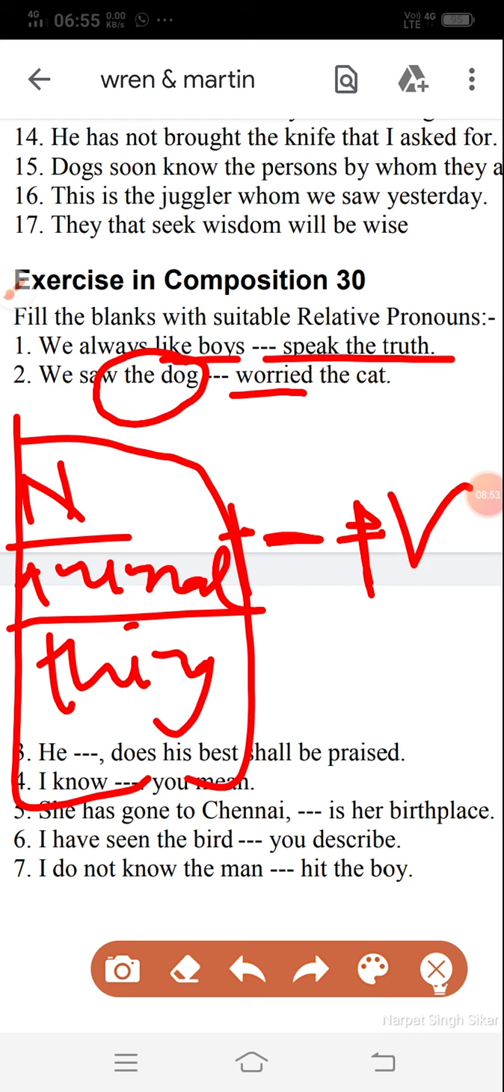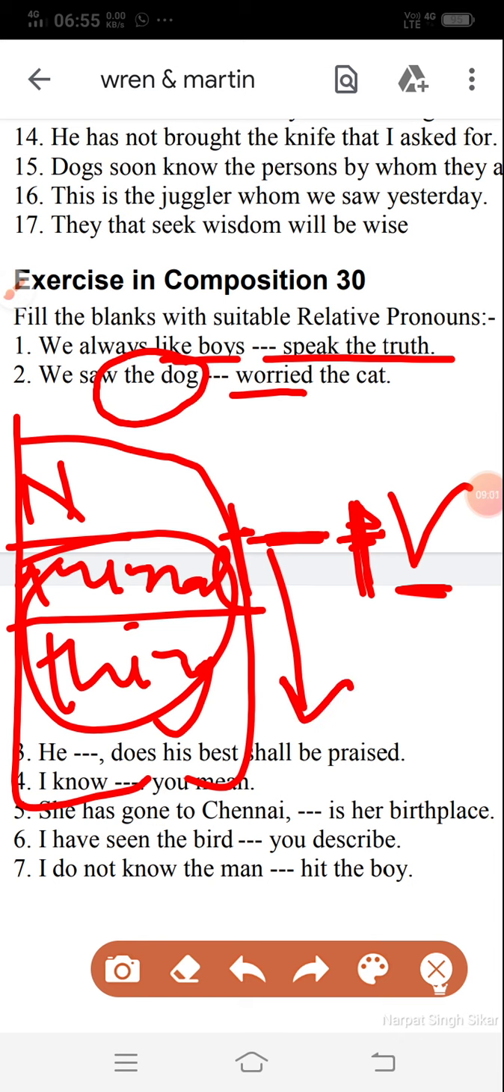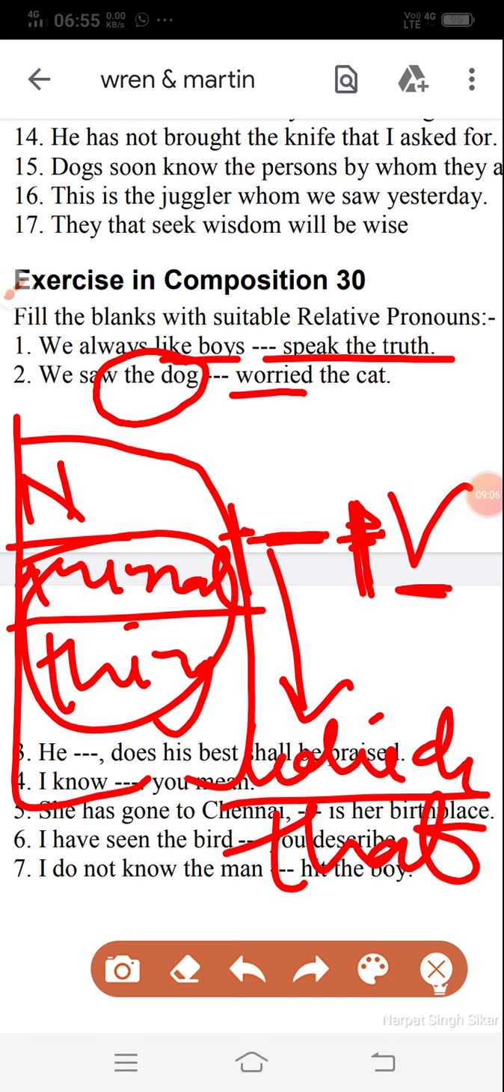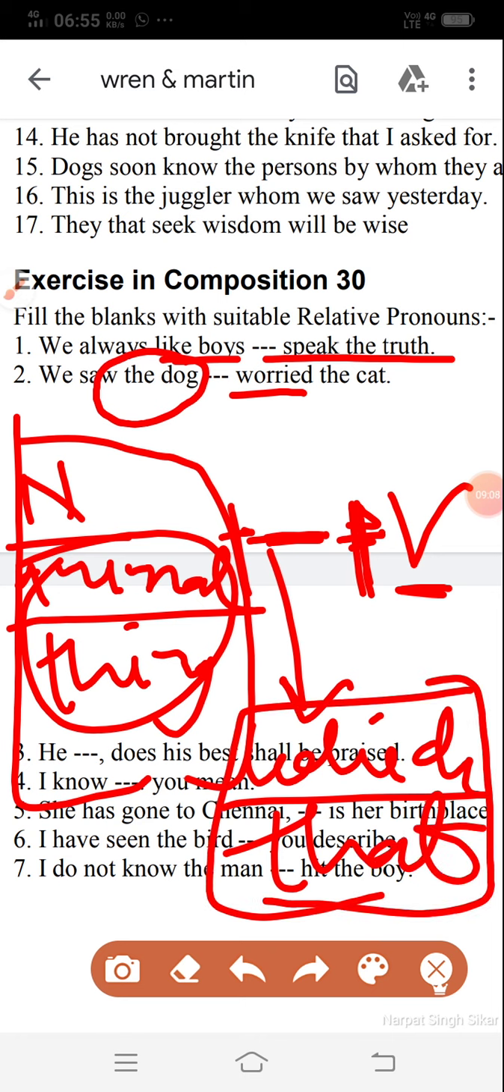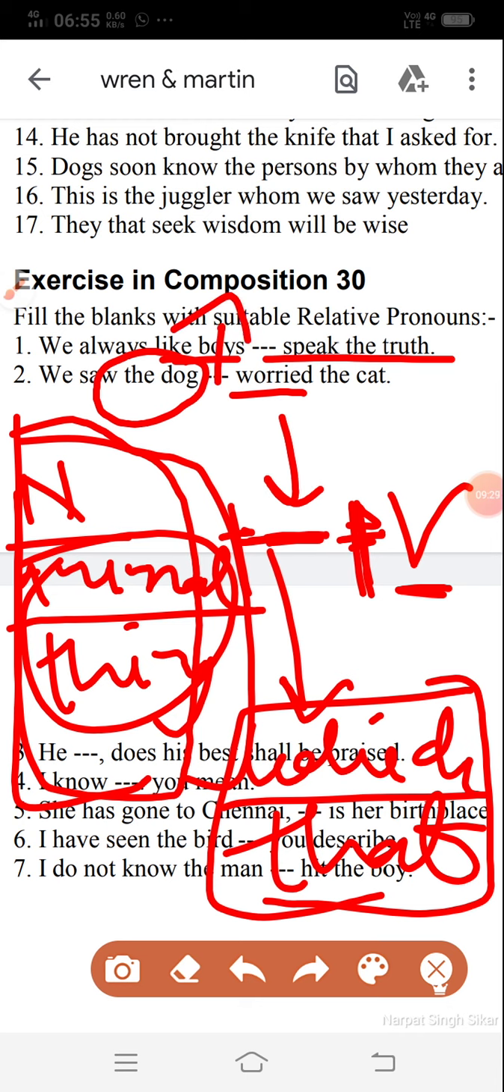verb. If there is an animal or thing plus blank plus verb, in that condition we have to fill in the blank with which or that. Okay. If there is a noun which is a human being plus blank plus verb, in that condition we have to fill in the blank with who. And if there is a noun, animal or thing plus blank plus verb, in that condition we have to fill in the blank by which or that. So the answer of second question would be which.